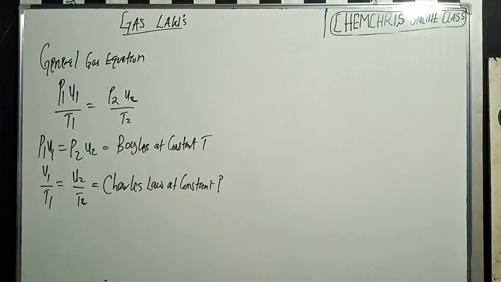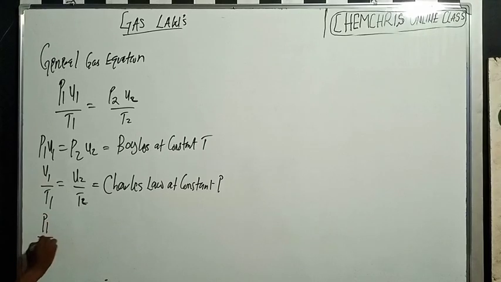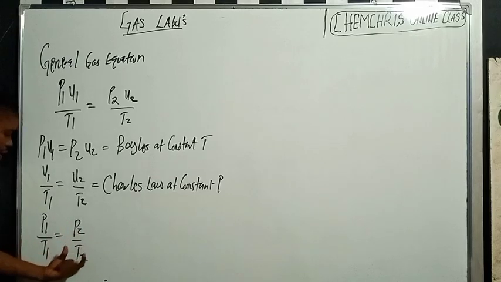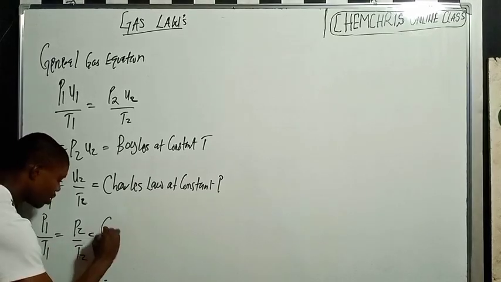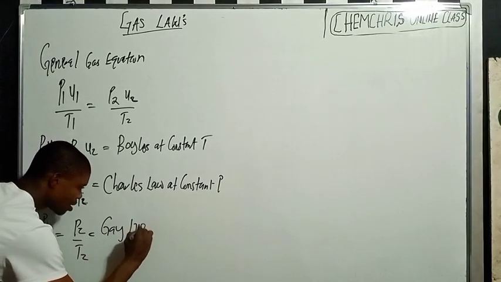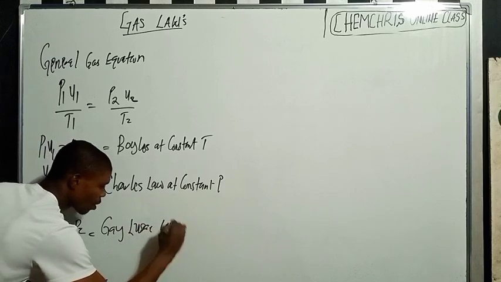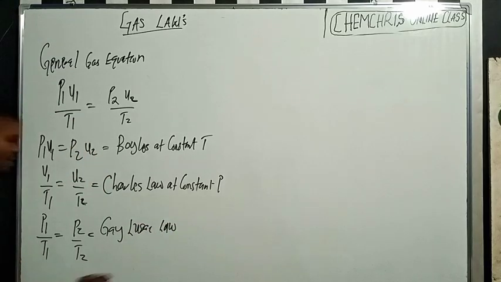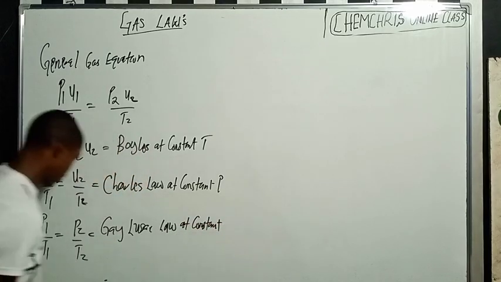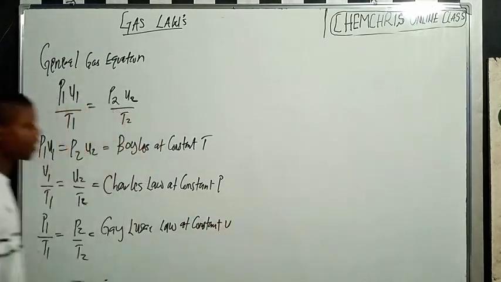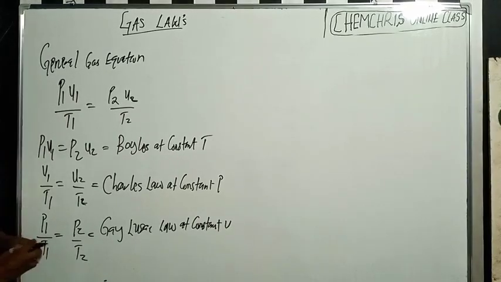You can also link P1 over T1 equals P2 over T2. This is called Gay-Lussac's law, and it occurs at constant volume. So that is the general gas equation.